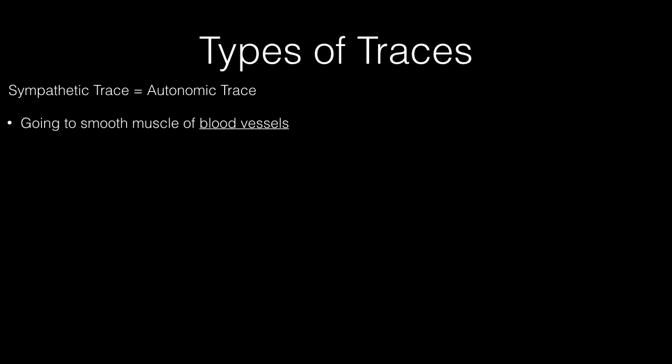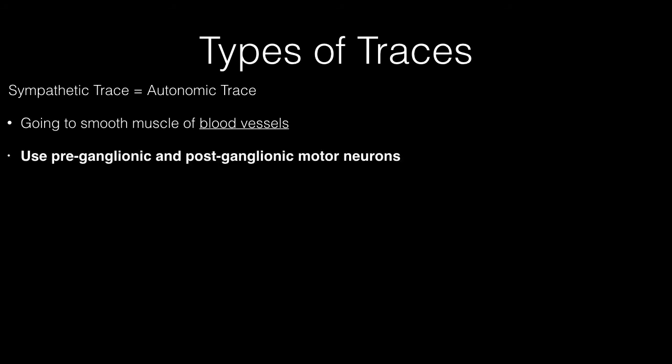If I said, take me to the smooth muscle of the stomach, that would be different, because now we're going to the smooth muscle of the stomach, not a blood vessel of the stomach. Hopefully that makes sense. We use preganglionic and postganglionic motor neurons. Again, we're doing smooth muscle, so it requires two motor neurons. The preganglionic motor neuron output has to come out of T1 through L2. So this is critical. You need to be able to identify T1 through L2 spinal levels.